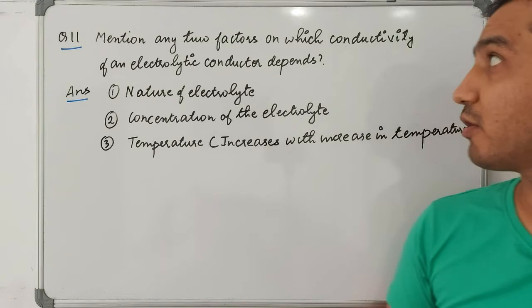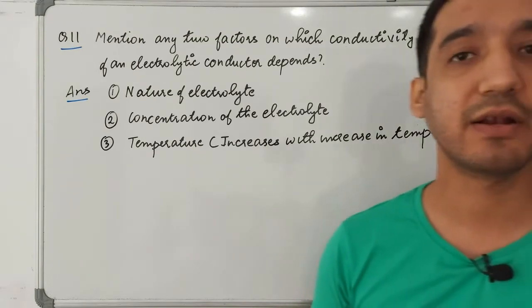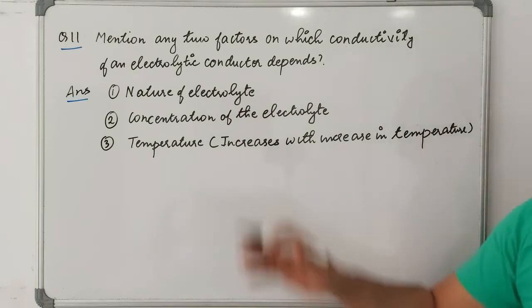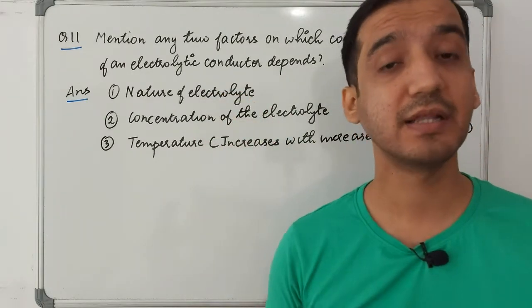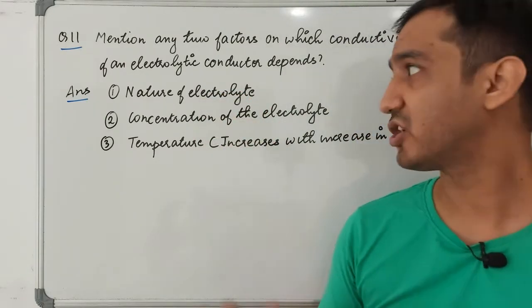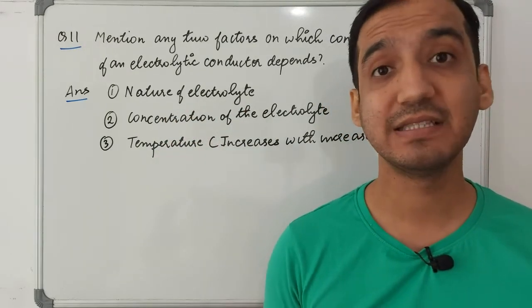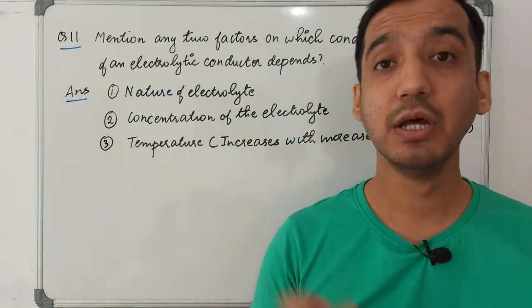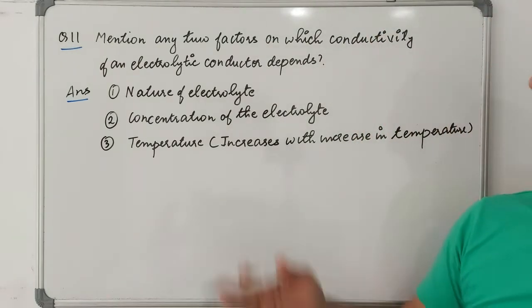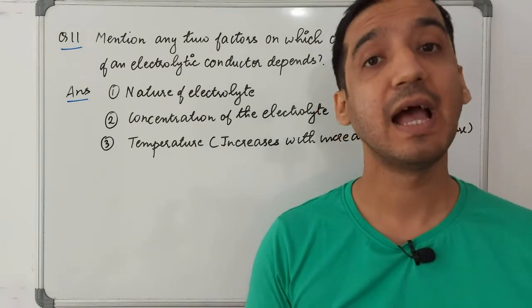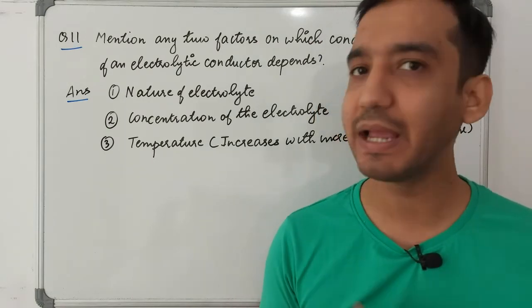Mention any two factors on which the conductivity of an electrolytic solution depends. First, it depends upon the nature of the electrolyte. Suppose you have a strong electrolyte like a strong acid such as HCl, its dissociation is more, so it will conduct more electricity and its conductivity will be high. Whereas if you have a weak electrolyte like acetic acid, conductivity will be less.